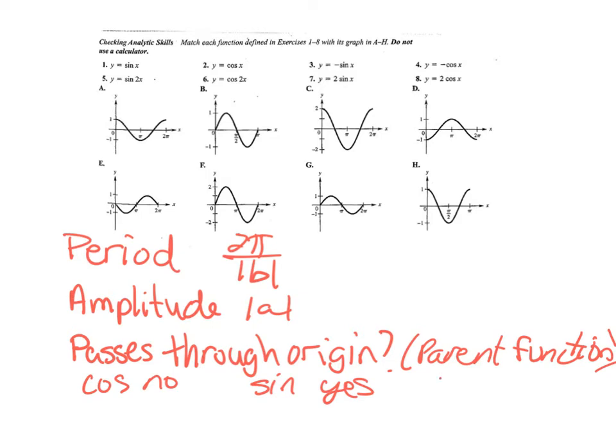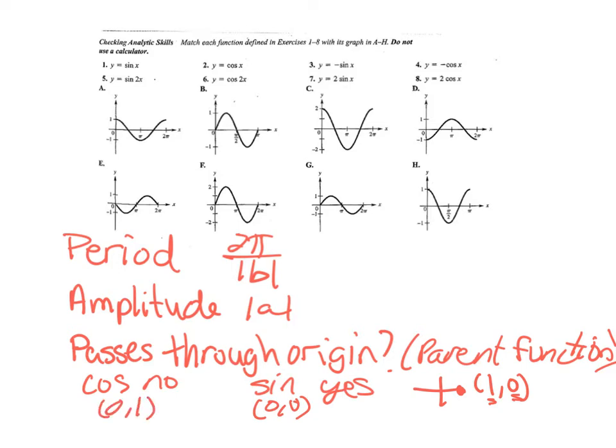And remember from our unit circle, since sine is y and cosine is x, when we're at 0, the sine is 0 and the cosine is 1. So sine will go through 0, 0. Cosine will go through 0, 1.